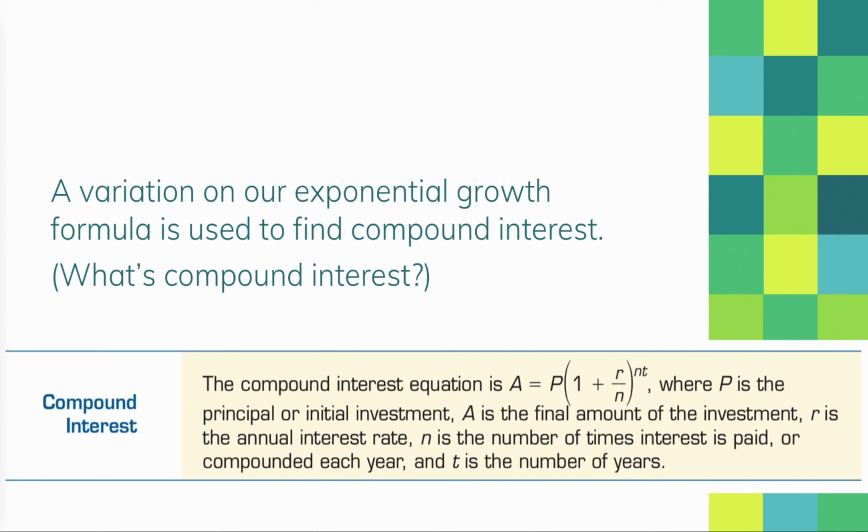So the compound interest formula is very similar to the exponential growth formula. A equals P times (1 plus r over n) to the nt. P is the principal, that's the amount that you start with. A is the final amount, r is the interest rate, n is the number of times the interest is paid or compounded. So if your interest is compounded yearly, your n is 1. If your interest is compounded semi-annually, your n is 2. If it's quarterly, your n is 4, and so on. And t is the number of years.